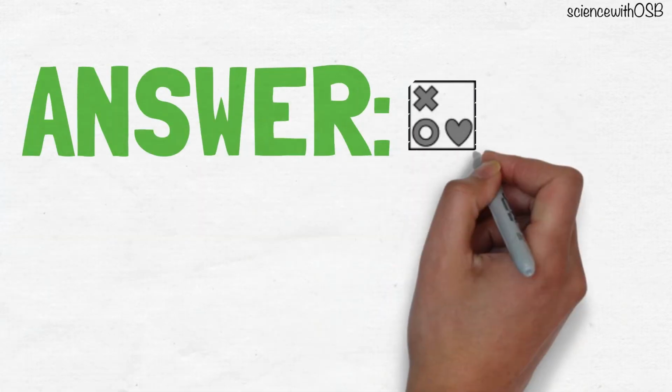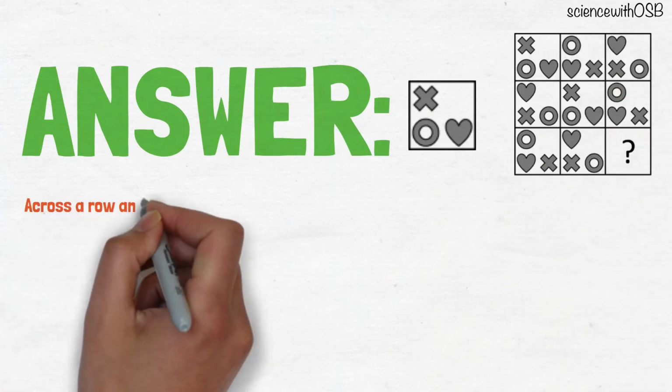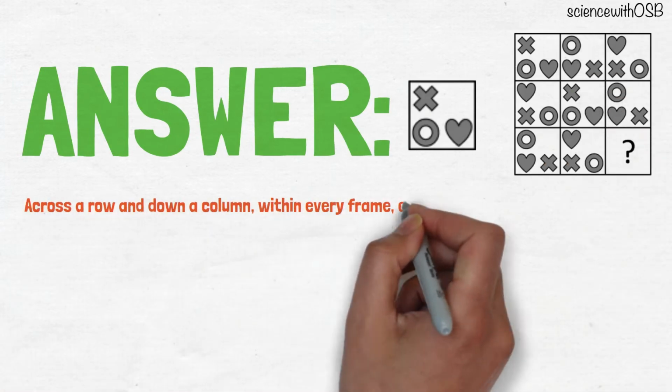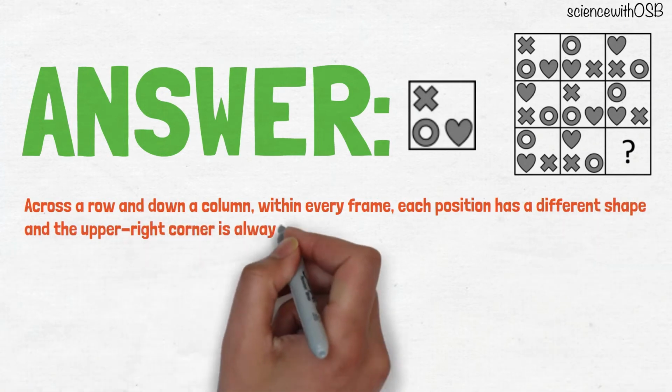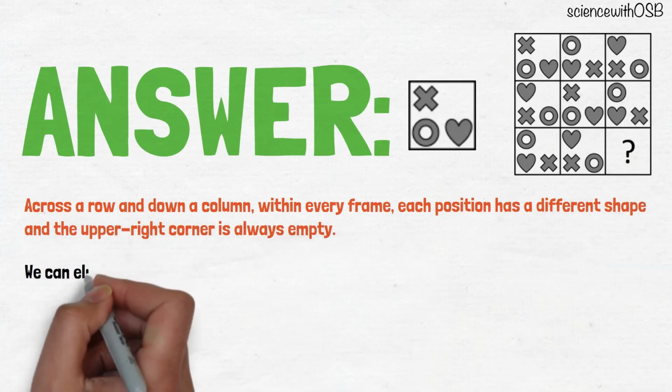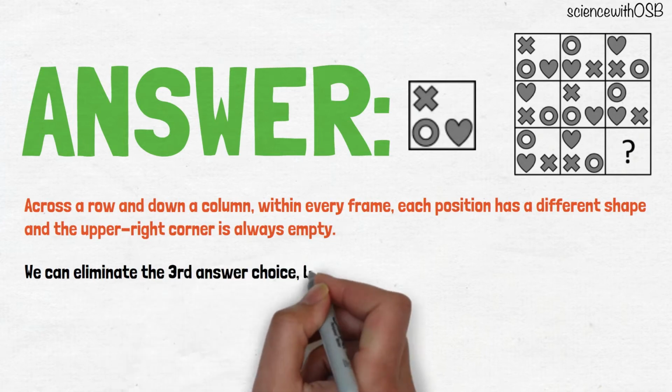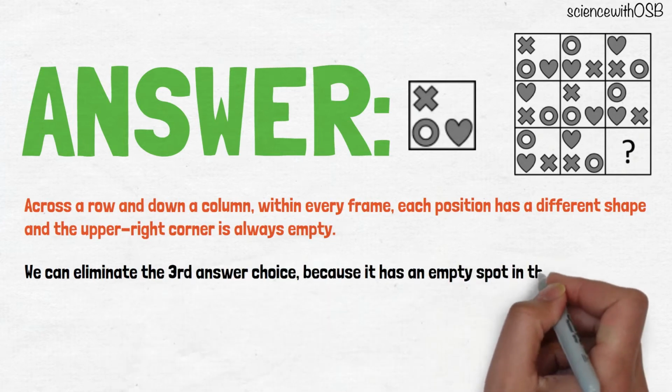Here, the correct answer is option 2. In this matrix, across a row and down a column, within every frame, each position has a different shape and the upper right corner is always empty. We can eliminate the third answer choice because it has an empty spot in the wrong place.